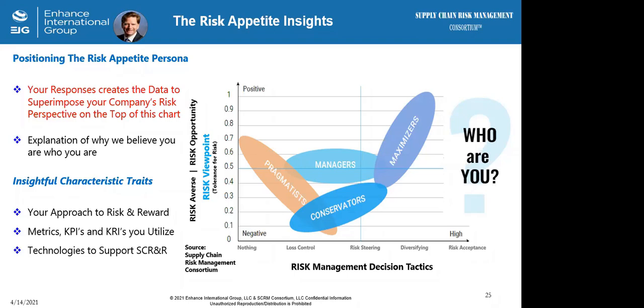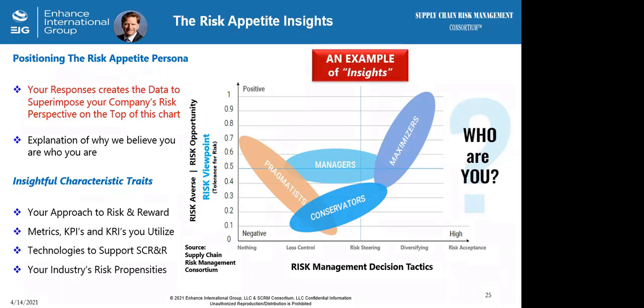And then thirdly, the technologies to support SC&R, those technologies that you may leverage to support your resiliency efforts, and then your industry risk propensities, comparing how you react to these risk decisions relative to your industry partners and competitors. In summary, some companies would fall entirely on one of these areas, but others may fall between. So you may find that your oval comes out like what is being shown.